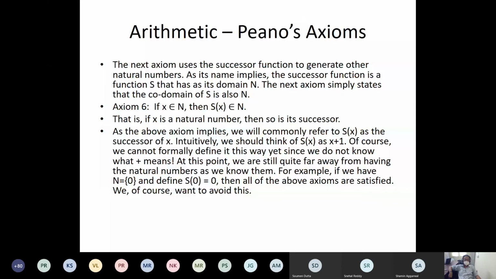Intuitively, we should think of Sx as x plus 1. But this is just your intuition. You cannot use this as a proof, because right now we have not defined what plus is. Of course, we cannot formally define it this way yet, since we do not know what plus means. At this point, we are still quite far away from having the natural numbers.